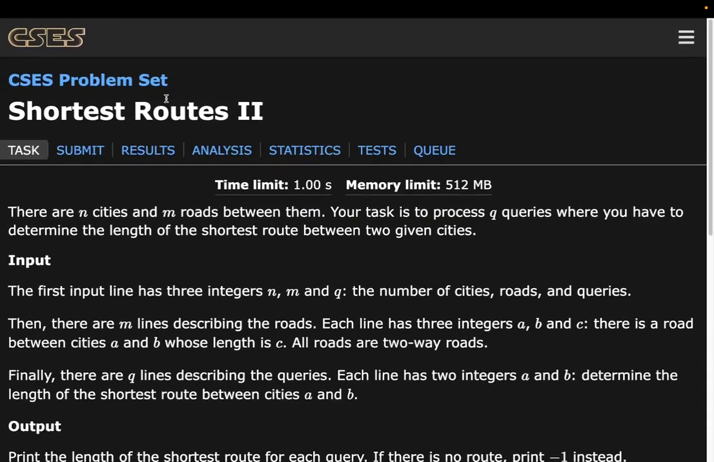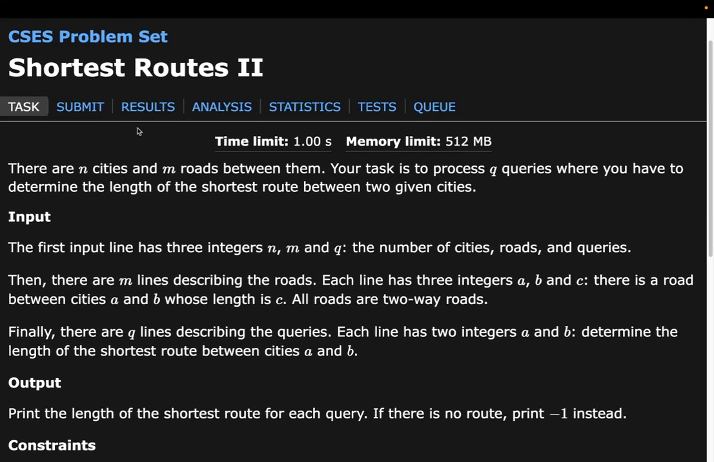Hello everyone. Today we are going to discuss the problem Shortest Routes 2 from the CSES graph problem set. Let's go through the problem.